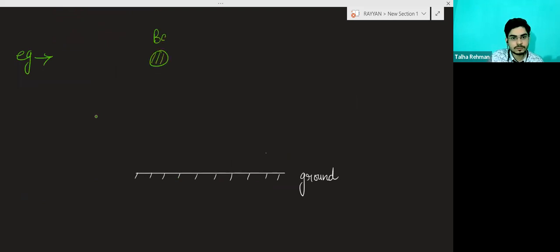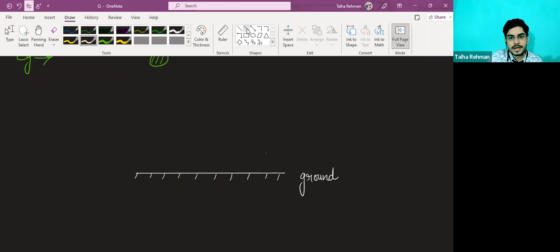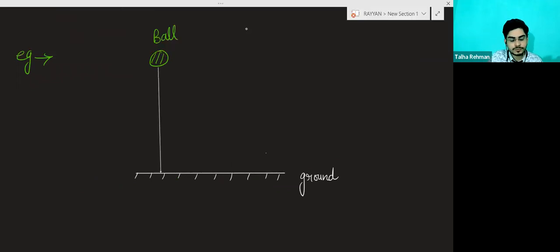This is a ball, and this ball is dropped from height h. This height is h. Suppose this pen is a ball, for example, and it is dropped like this from some height from the ground.